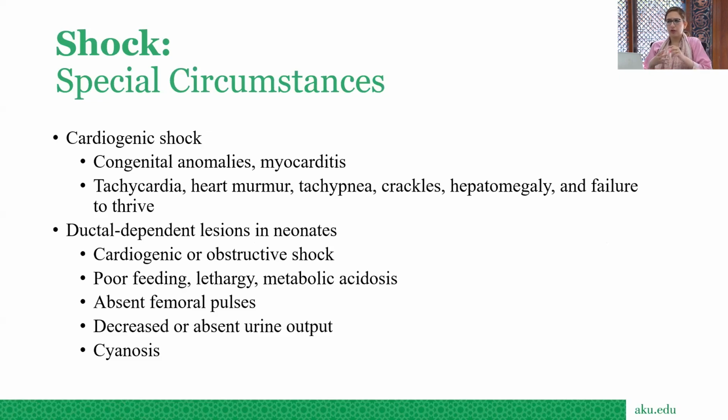And it's essential, once you're talking about shock, that you go back and look up the different types of shock. Some important ones to mention here include cardiogenic shock. Myocarditis may be one presentation, maybe just as simple as tachycardia, eventually leading to cardiogenic shock, and may present with signs of cardiac failure like tachypnea, crackles, hepatomegaly, organomegaly, failure to thrive. Duct-dependent lesions are very, very important because they get picked up in the early neonatal age when the duct is trying to close. So they may present with cardiogenic or obstructive shock, absent femoral pulses, cyanosis, diminishing urine output.